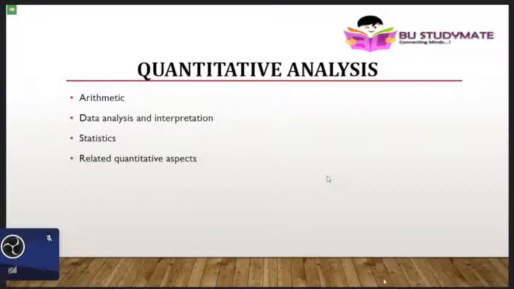In quantitative analysis, you will have arithmetic, data analysis and interpretation, statistics, and related quantitative aspects. This is also really important. There's a lot of working in quantitative analysis as well as in the test of reasoning and general intelligence. Like I already mentioned, the working part should be done in the space provided in the question paper. So be careful, don't make any mark on the OMR sheet, and handle it with care.